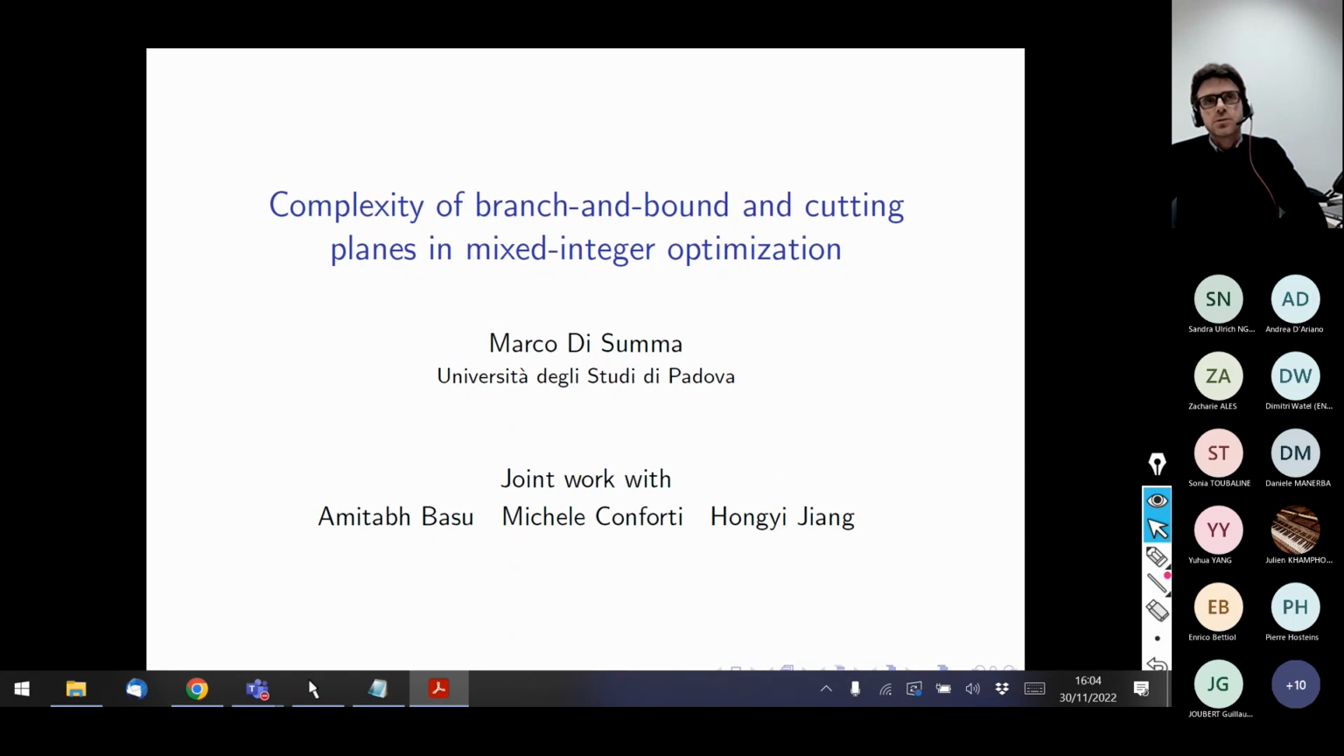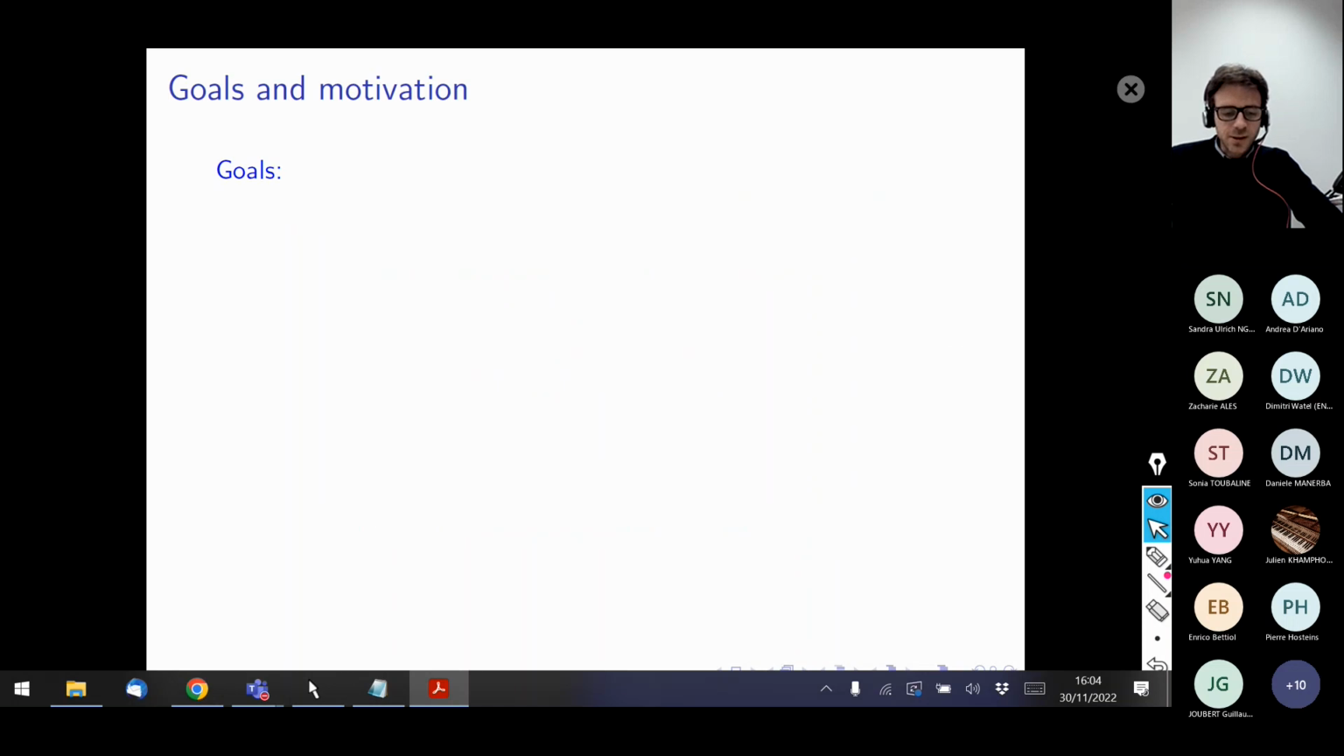So the idea is to see if, from the theoretical point of view, we can say something about the relative strength of the cutting plane approach and the branch and bound method for mixed integer optimization, and maybe to understand if there is a theoretical foundation for, let's say, the superiority that the branch and cut seems to show when compared to just branch and bound or just the cutting plane approach. So let me immediately state our goals, because they're very easy to state.